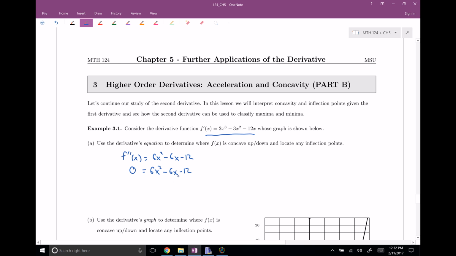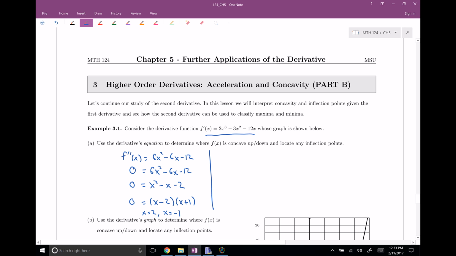Notice I can divide everything by 6, sorry, not 12. When I divide 0 by 6, you still get 0, and then here you get x squared minus x minus 2. This is really a cosmetic change more than anything else. You can see that now this can be factored: it's going to be x minus 2 and x plus 1. Therefore, we have potential inflection points when x is equal to 2 or when x is equal to negative 1.